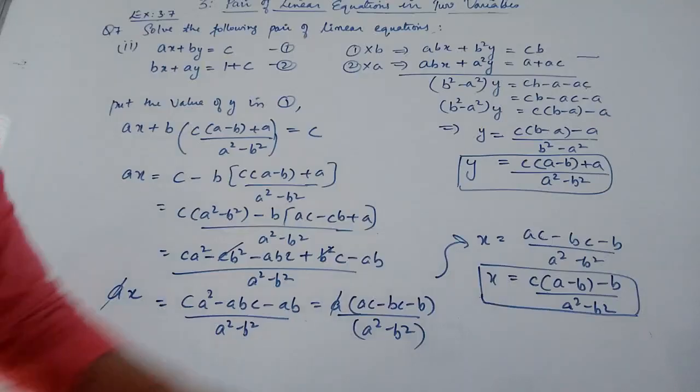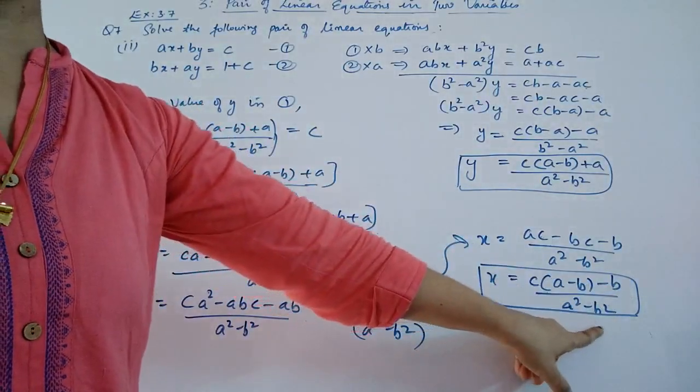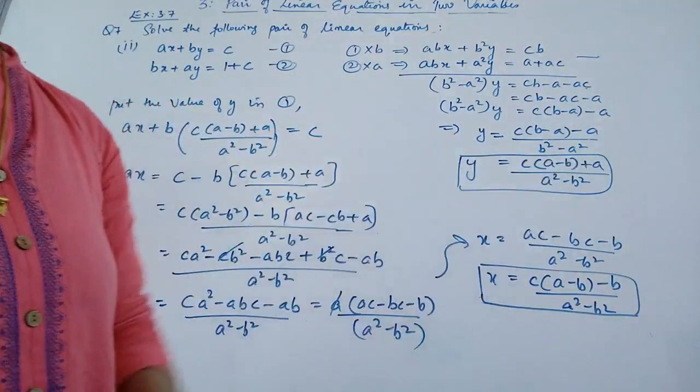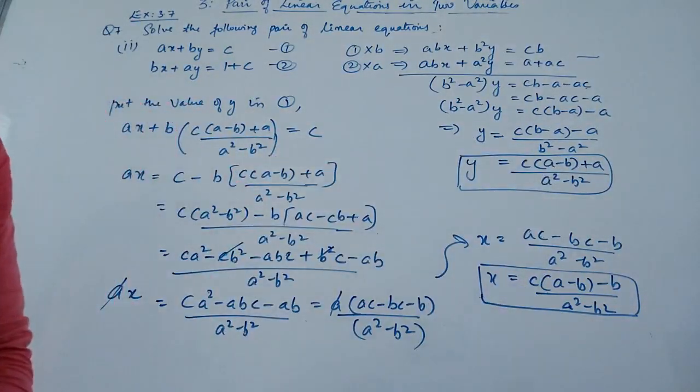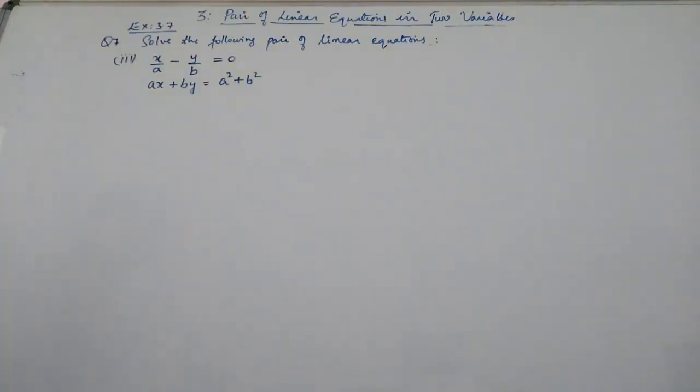So the solution is x is equal to c into a minus b divided by a square minus b square, and y is equal to c into a minus b plus a divided by a square minus b square. Okay. Third subdivision is x by a minus y by b equal to 0, and ax plus by equal to a square plus b square.